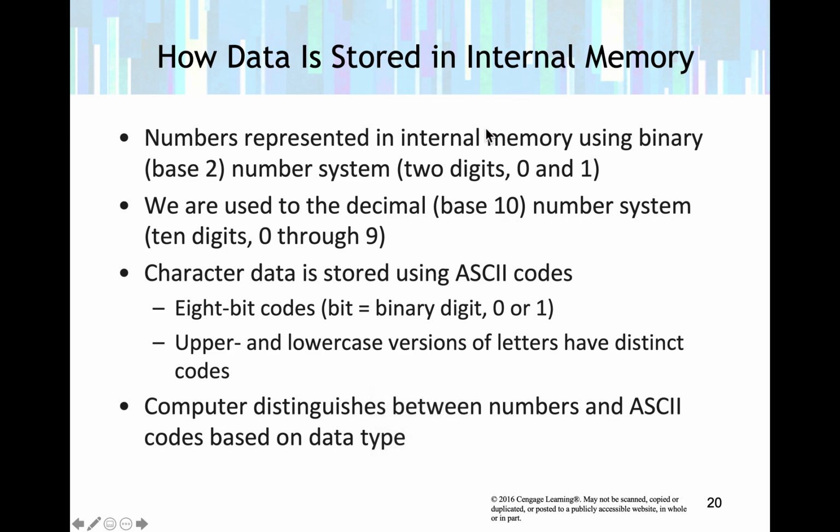All right, so numbers are represented in internal memory using the binary base 2 number system, which uses the digits 0 and 1. We're used to the decimal base 10 number system, which has 10 digits, 0 through 9. But when we store something in internal memory, we're storing it with zeros and ones. And the compiler is actually the one that translates everything and changes it into a binary number system.